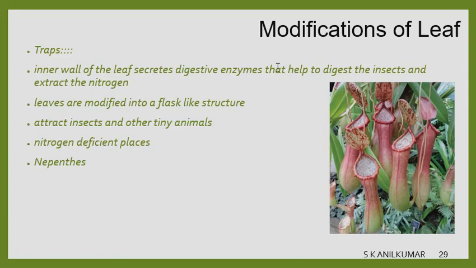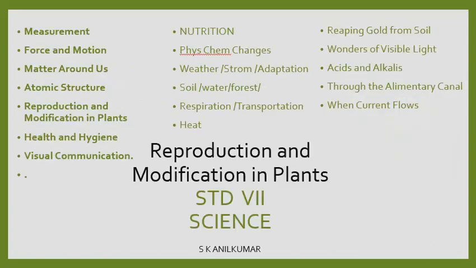It secretes digestive enzymes. These enzymes inside digest the trapped insect and take the nitrogen and other nutrients from tiny insects. So a sac-like structure, with a flap on top, having digestive enzymes and capable of taking away the nitrogen and other chemical components from the insects and tiny animals trapped inside, is the specialty of this leaf. An example is Nepenthes.